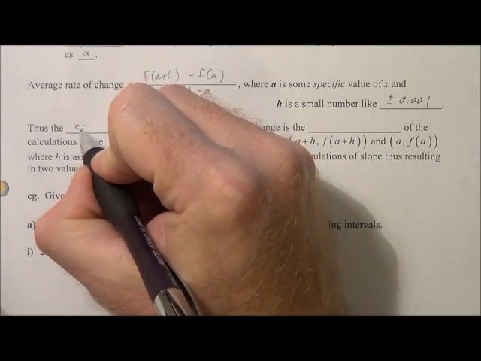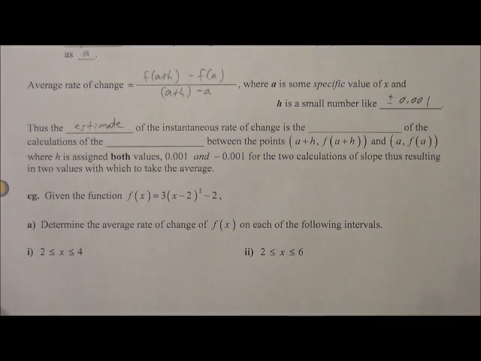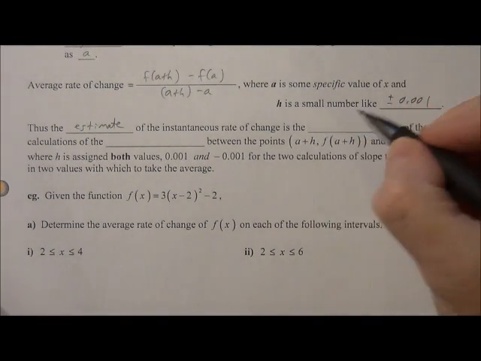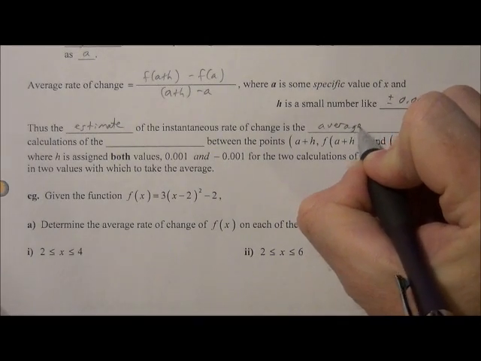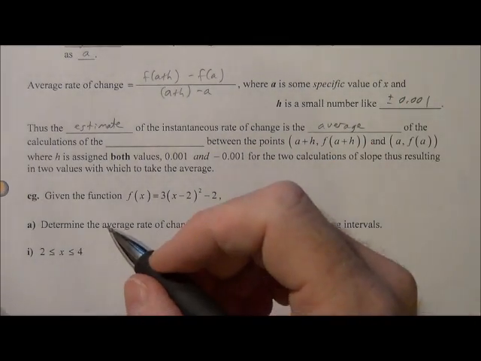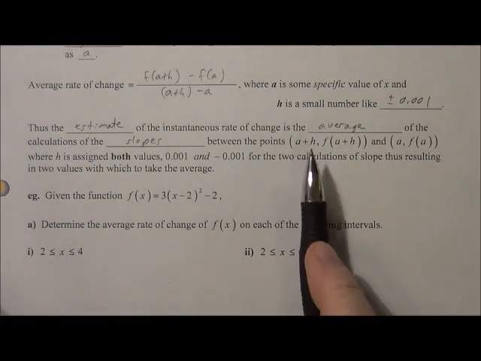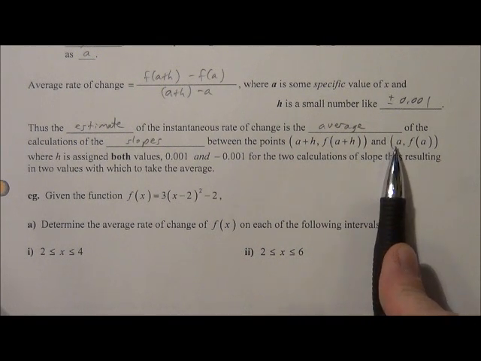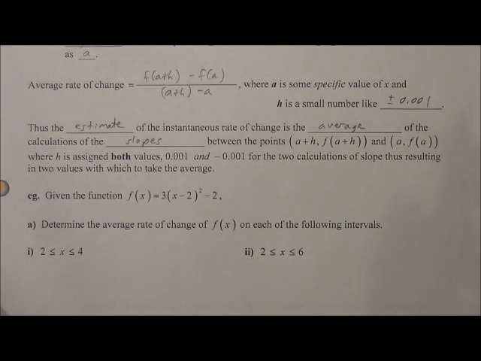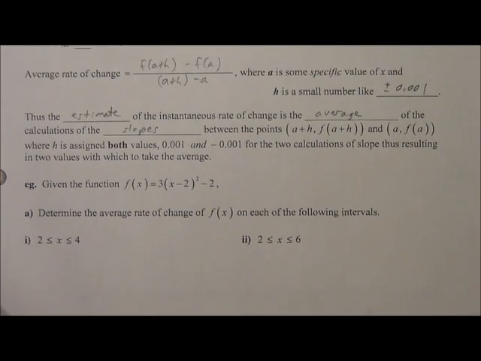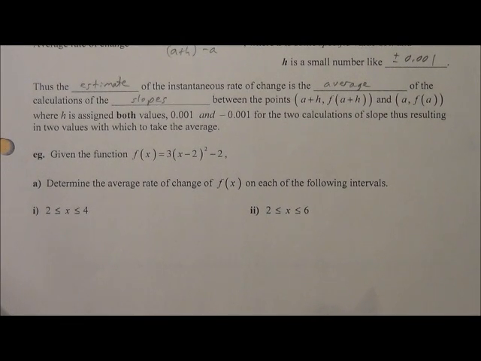Thus, again, the estimate of the instantaneous rate of change is the average of the calculations of the slopes, or of the average rates of change, between points a plus h, f of a plus h, and a, f of a, where h is assigned both values of 0.001 and negative 0.001 for the two calculations of slope, thus resulting in two values with which to take the average. Okay, so hopefully that will be a little reminder, refresher for you.